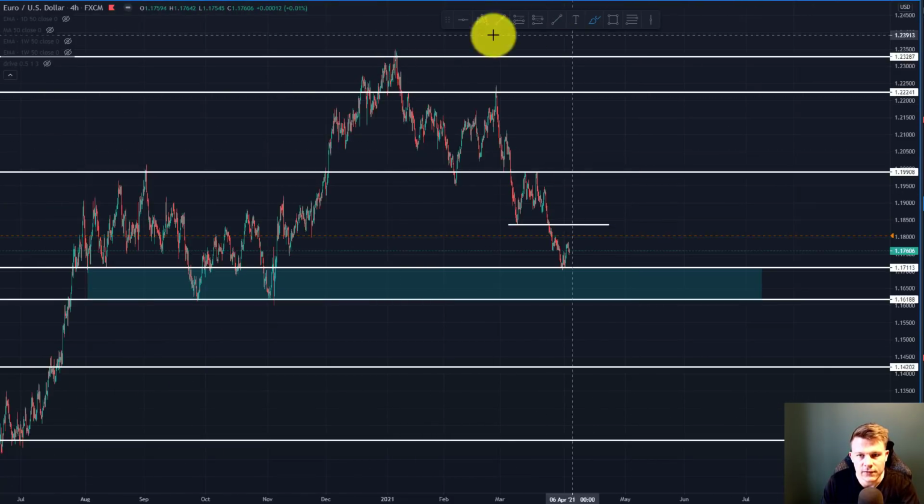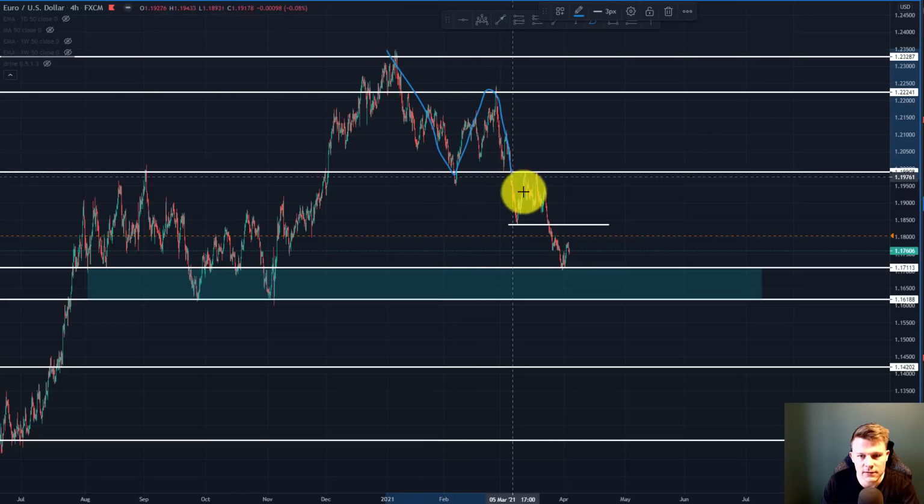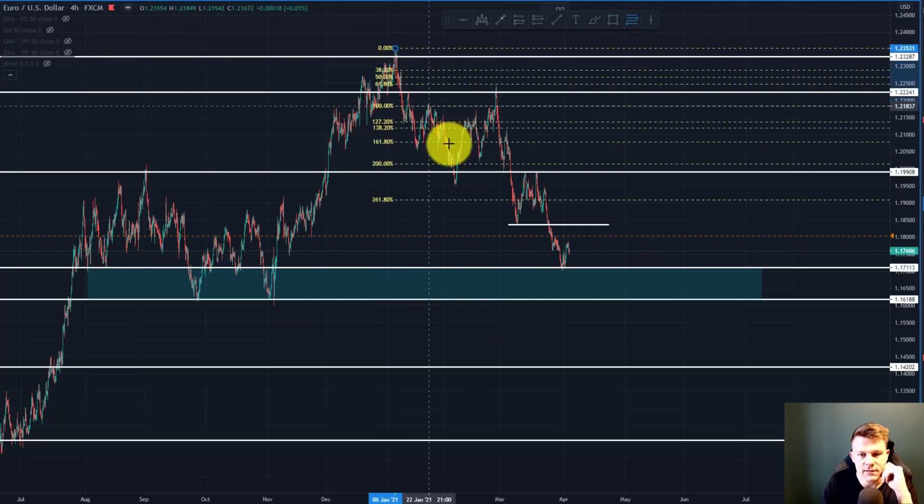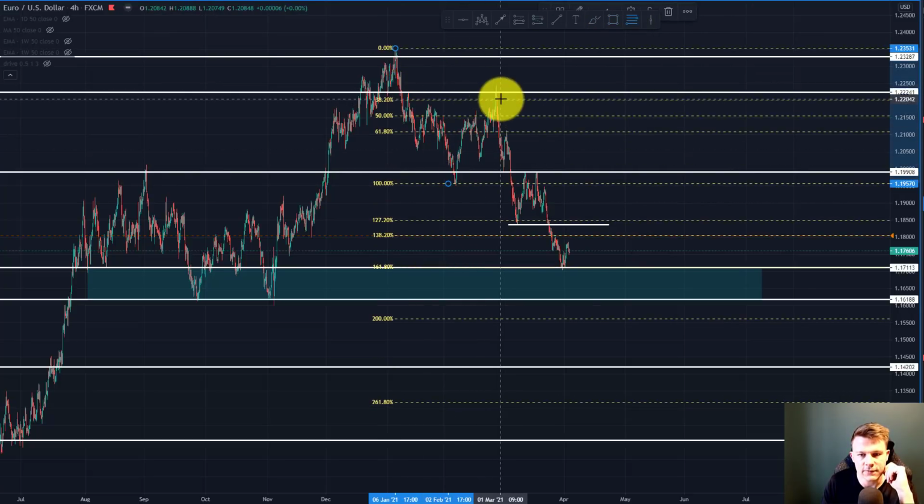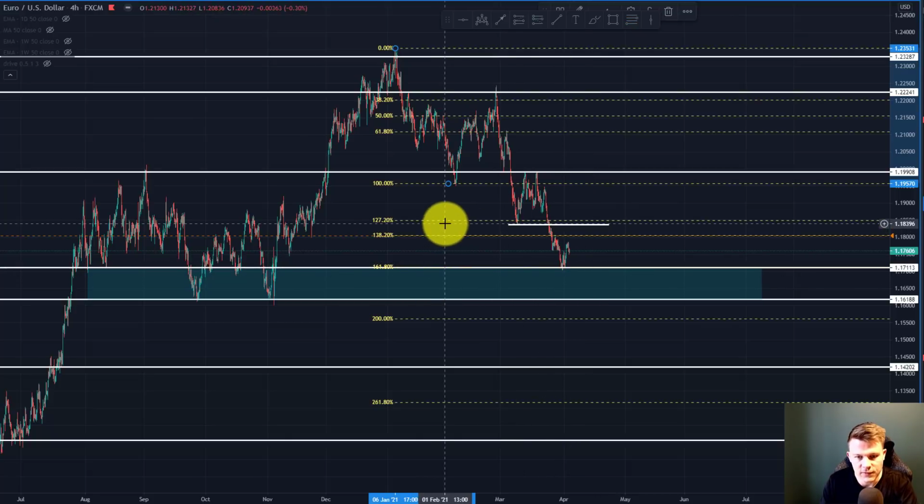We may have a Fibonacci A, B, although the C point is probably quite high. I'm not sure if this lines up. Let's see. A, B. Yeah, it's violating a little bit. And okay, that's interesting. 161 has been hit to the pip. So this fib is already done.